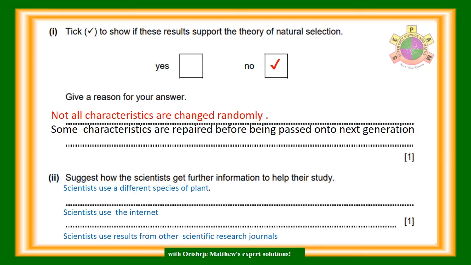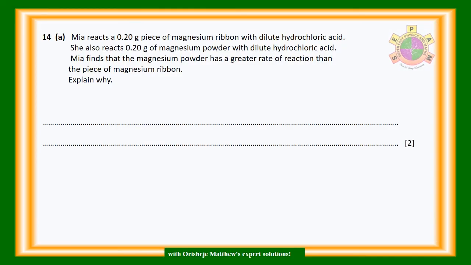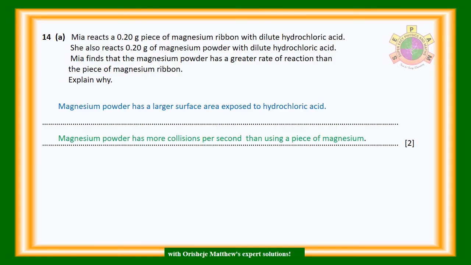Question 14, A. Mia reacts a 0.2 gram piece of magnesium ribbon with dilute hydrochloric acid. She also reacts 0.2 gram of magnesium powder with dilute hydrochloric acid. Mia finds that the magnesium powder has a greater rate of reaction than the piece of magnesium ribbon. Explain why. Magnesium powder has a larger surface area exposed to hydrochloric acid. Magnesium powder has more collisions per second than using a piece of magnesium ribbon.